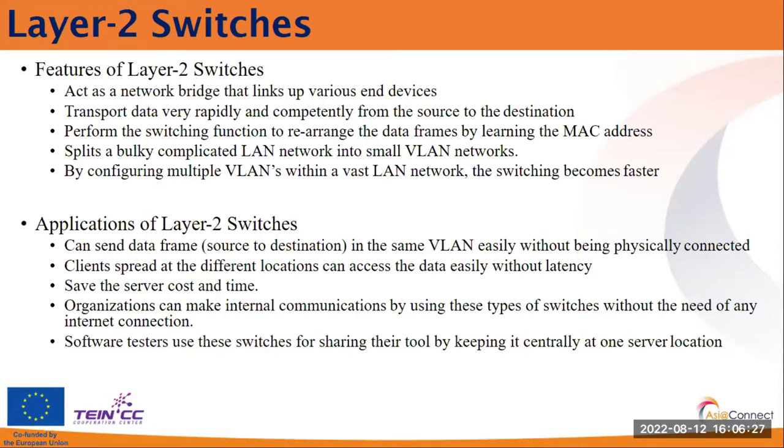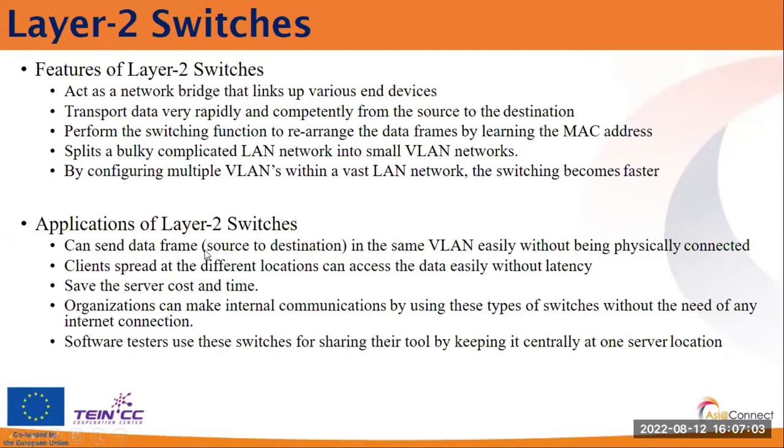And by learning the MAC address of the destination node, as I said before, they form the address table of the switch. A layer 2 switch can split a complete LAN network into small VLAN networks. By configuring multiple VLANs within a vast LAN network, the switch becomes faster, and it does not need to be physically connected. Okay. Now we can see some applications of layer 2 switch.